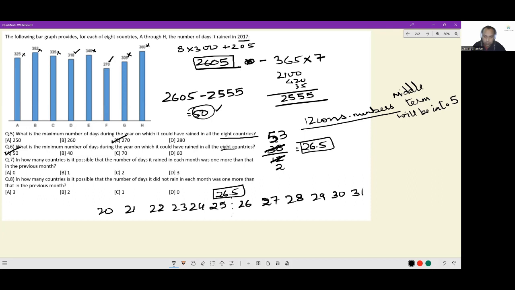Okay, look at it. 26.5 as average if I'm getting. I'm getting 1, 2, 3, 4, 5, 6 and 1, 2, 3, 4, 5, 6. All of this is possible. And therefore, no challenge at all.